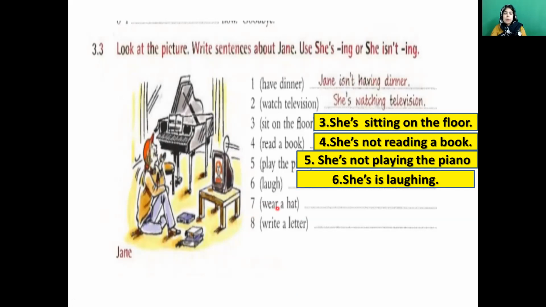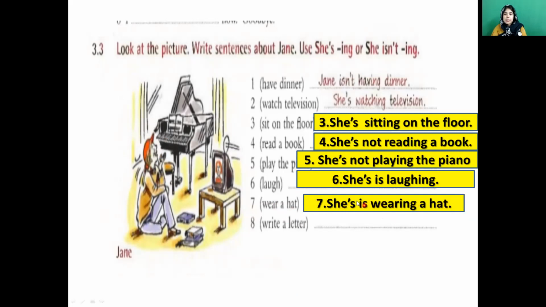Then 7, wear a hat. Wear a hat. So number 7, we can see Jane is wearing a hat, so we will say she is wearing a hat.